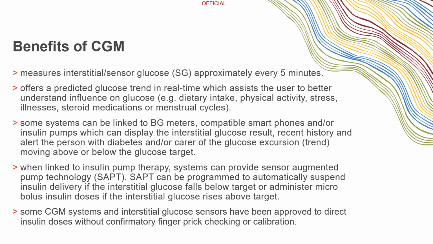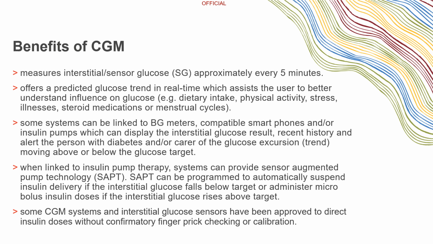Continuous glucose monitoring measures interstitial glucose approximately every 5 minutes to provide a sensor glucose result. Many systems offer a predicted glucose trend to the user in real time to identify dietary intake, physical activity, stress, illnesses, steroid medications, and menstrual cycle influences on glucose. Some systems can be linked to blood glucose meters, compatible smartphones, and/or insulin pumps, which can then display the interstitial glucose result, a recent history, and alert the person with diabetes and/or their connected parent or carer to a glucose excursion or trend, moving above or below their glucose target.